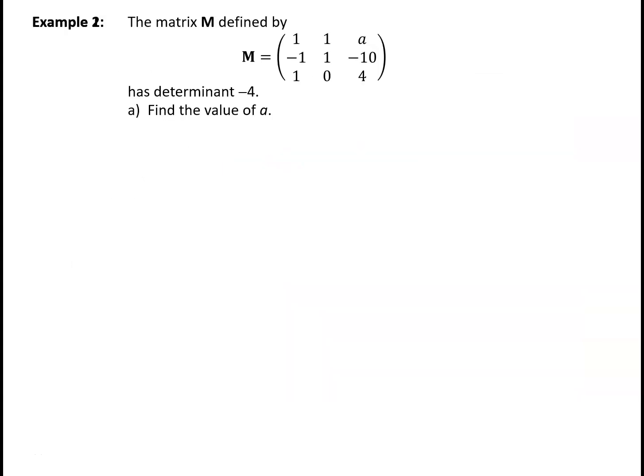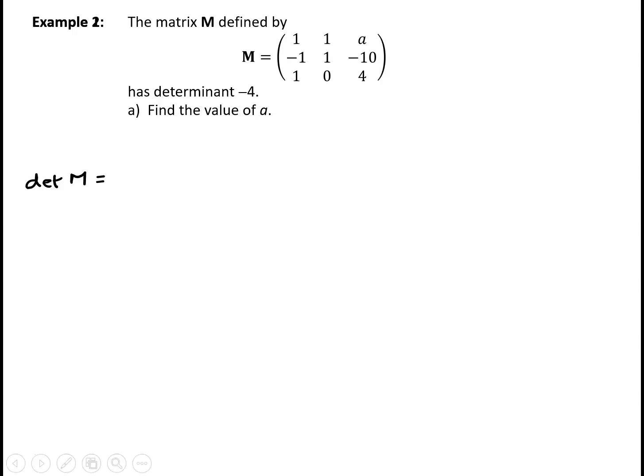So again, now to have a look at a second example where we have the matrix M is defined by the matrix 1, 1, A, minus 1, 1, minus 10, 1, 0, 4. We're told that the matrix has a determinant of minus 4, and the first thing we have to do is find the value of A.